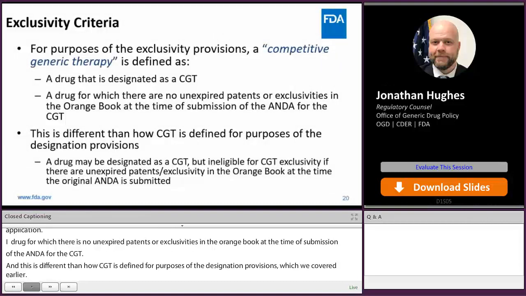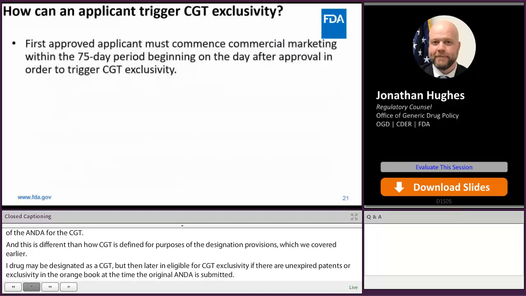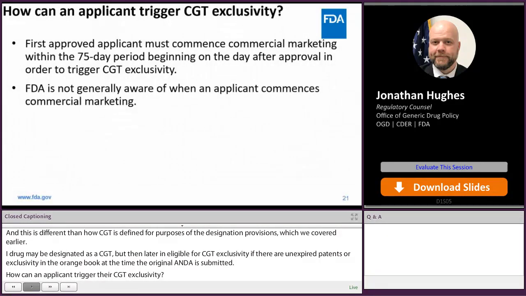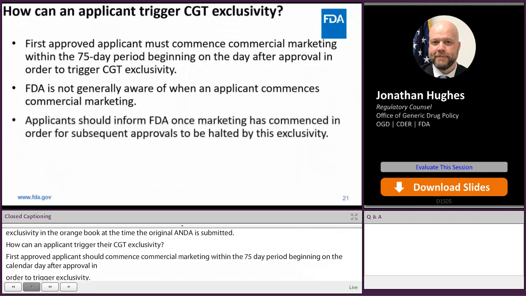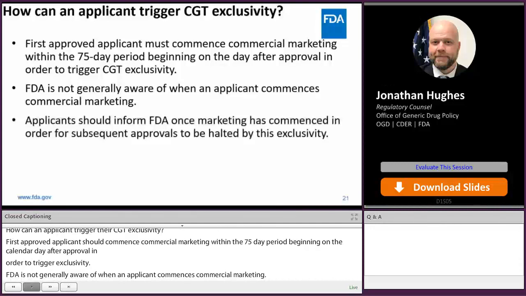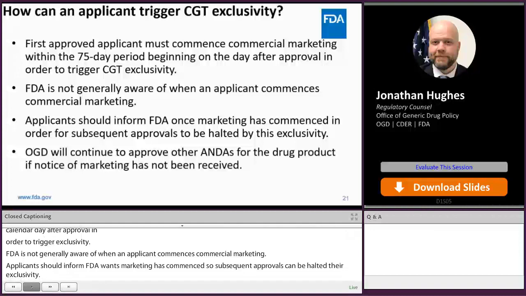How can an applicant trigger their CGT exclusivity? The first approved applicant should commence commercial marketing within the 75-day period beginning on the calendar day after approval in order to trigger exclusivity. FDA is not generally aware of when an applicant commences commercial marketing, so applicants should inform FDA once marketing has commenced so that subsequent approvals can be halted by their exclusivity. OGD will continue to approve other ANDAs for the drug product if we've not received notice of commercial marketing commencing.